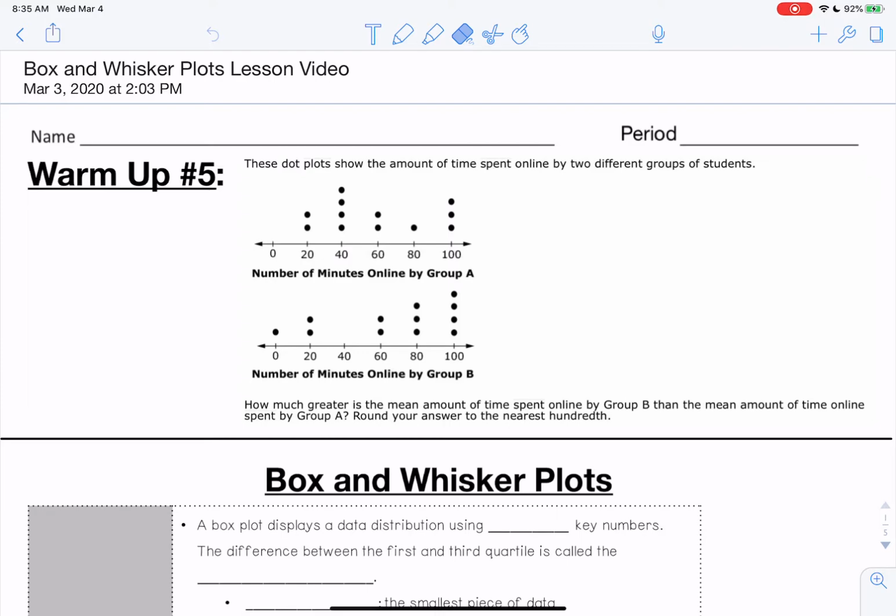All right, let's first start with the warm-up. These dot plots show the amount of time spent online between two different groups of students. Group A is the number of minutes online for group A, and then we have group B. How much greater is the mean of time spent by group B than the mean amount of online time spent by group A? Round your answer to the nearest hundredth.